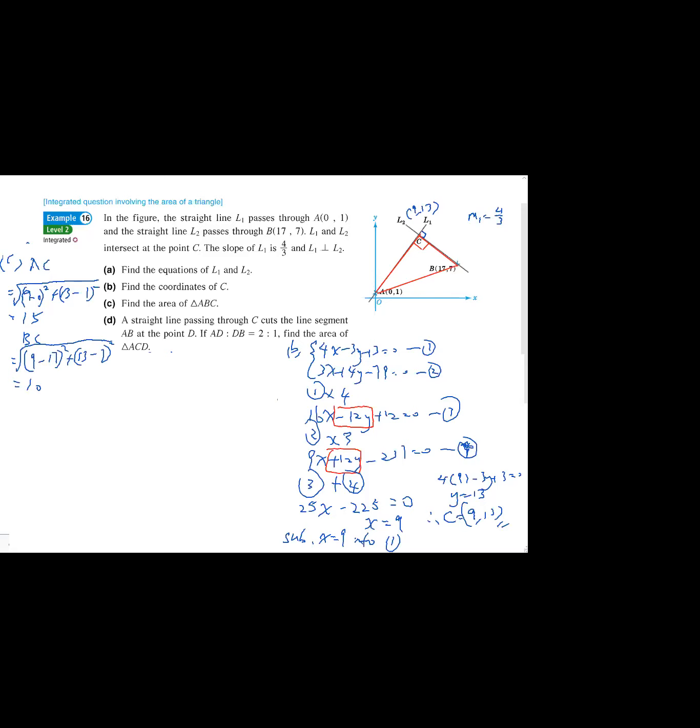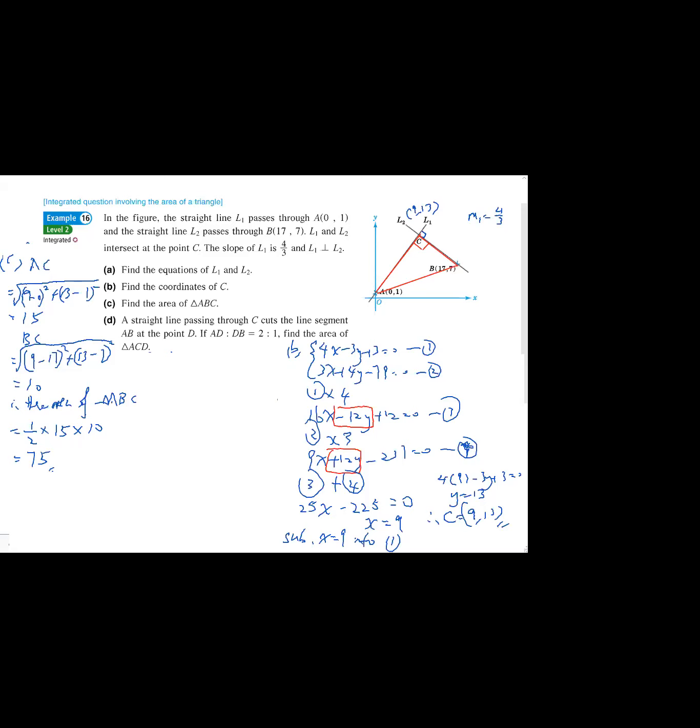Okay, now we have the length of the base and the length of the height. Therefore, we can find the area of triangle ABC will be equal to half times base times height. Okay, and that should be equal to 75. And again, because it is in the coordinate plane, we do not need to write down the units, and there should be no units for anything. You do not need to write down units or square units, all right?